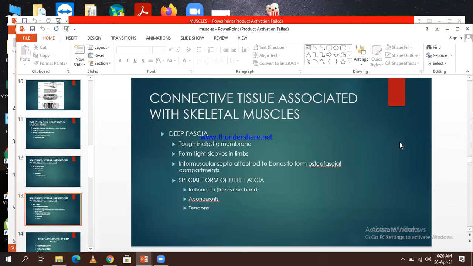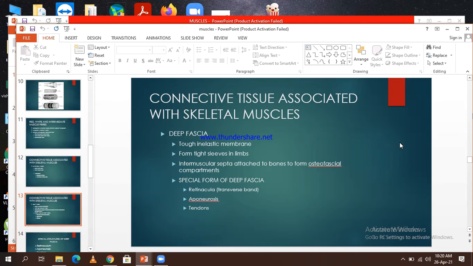The deep fascia, below the superficial fascia, is a tough inelastic membrane and forms tight sleeves in the limbs. The deep fascia is very important as far as the muscular tissue is concerned. The group of muscles run in these tight sleeves of the deep fascia, the tough inelastic membrane in which different muscles of the same group run, in addition to the epimysium.